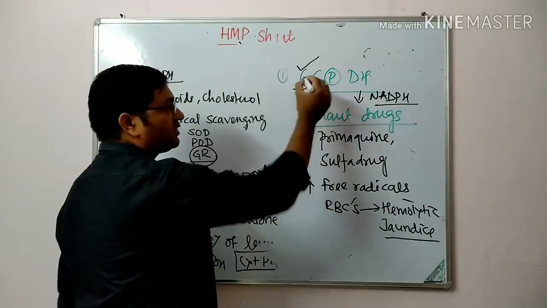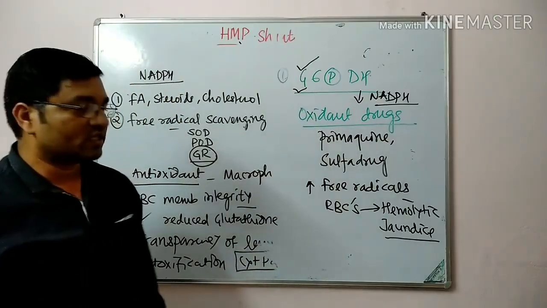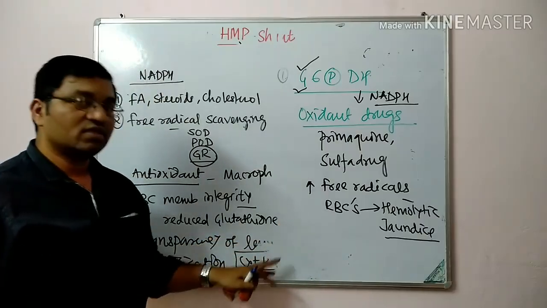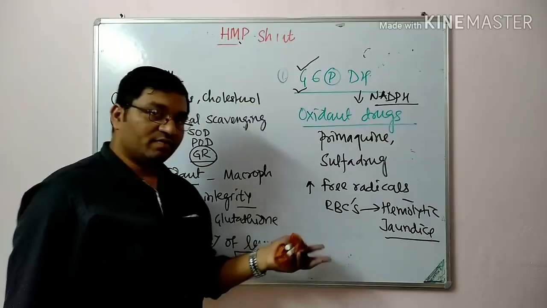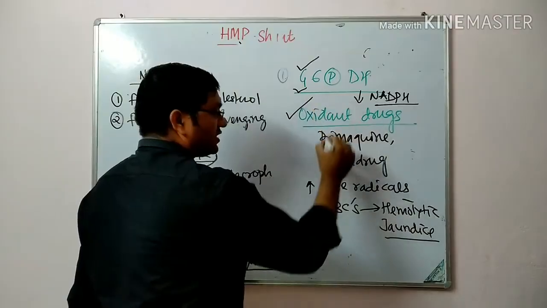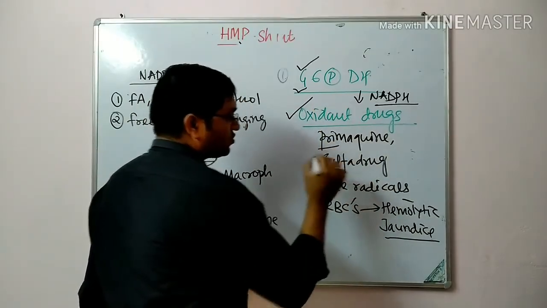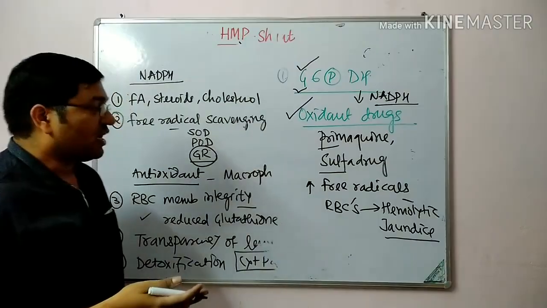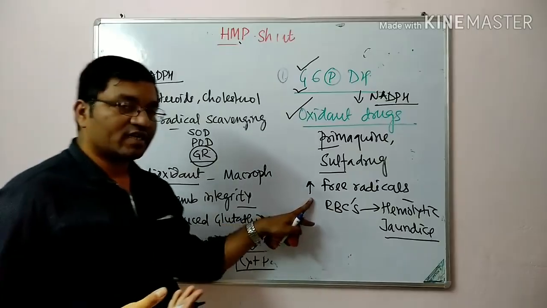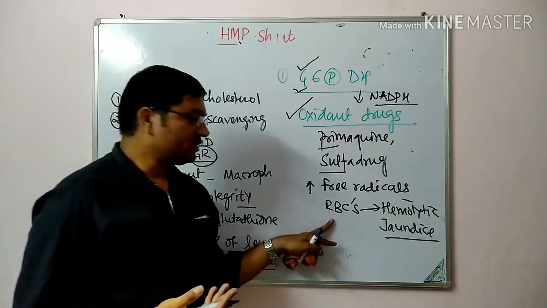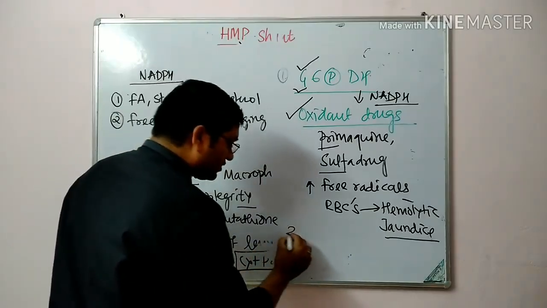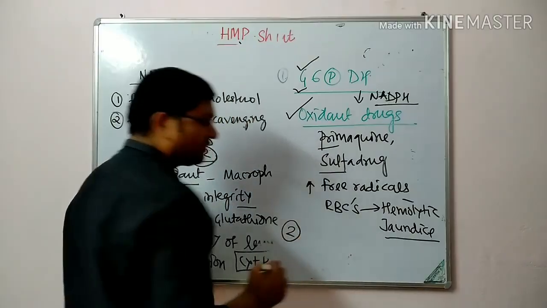So this is the main regulatory enzyme of this pathway, that is glucose 6-phosphate dehydrogenase, and its deficiency leads to G6PD deficiency, which appears mainly after the administration of oxidant drugs, that is primaquine, sulfamethoxazole, fava beans and acetanilides, which cause free radical formation, damage the membrane, and lead to hemolytic jaundice. Second important is the transketolase activity.